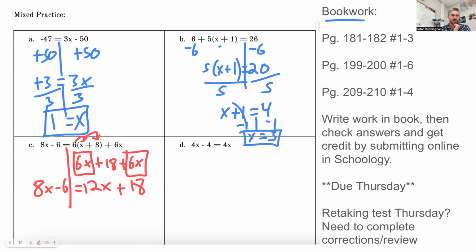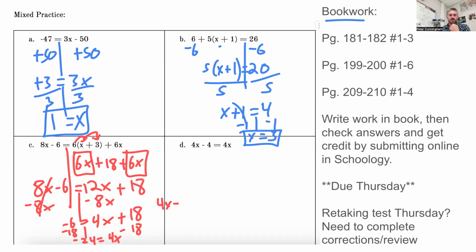equals 8x minus 6. I want all my variables on one side. I'm going to get rid of the smaller one. So take 8x away. Now I have -6 equals 12 minus 8 is 4. Took me a minute there. 4x plus 18. Take 18 away from both sides. Running out of room because this was many, many steps here. So -24 equals 4x.